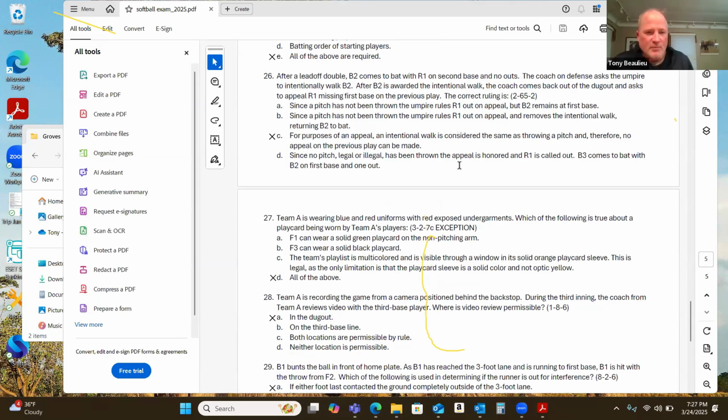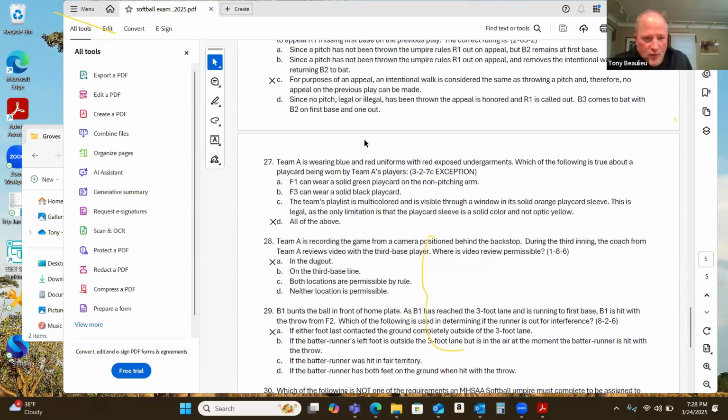Okay, pretty straightforward. Just remember, an intentional walk is as good as a pitch being made. I don't think girls do pitch counts, but if they did, that would be significant as far as it being thrown or not. Okay, 27.